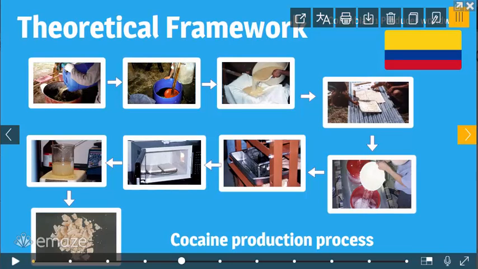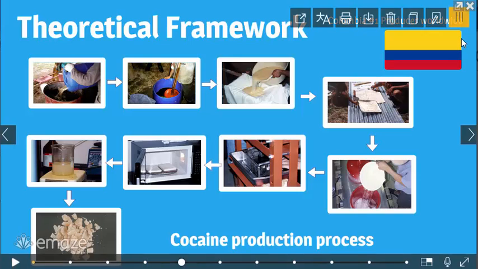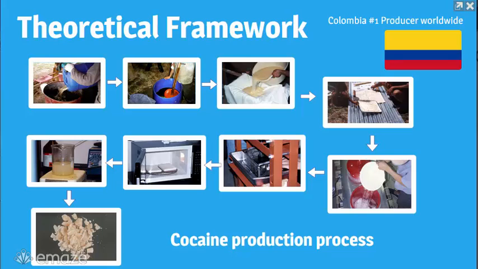Theoretical framework. The number one producer worldwide is Colombia, and this is the cocaine production process. Cocaine is a stimulant drug made out of the coca plant. This plant is almost exclusive to South America. The first image corresponds to the jungle lab in which cocaine is typically produced.